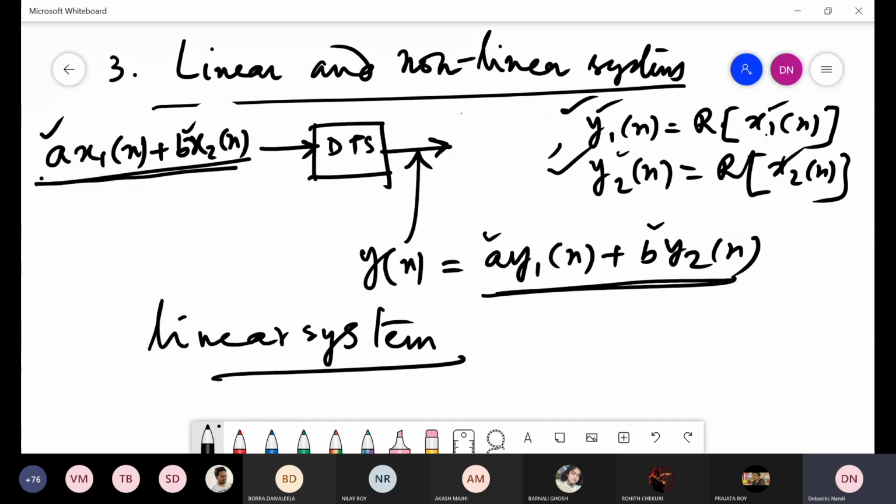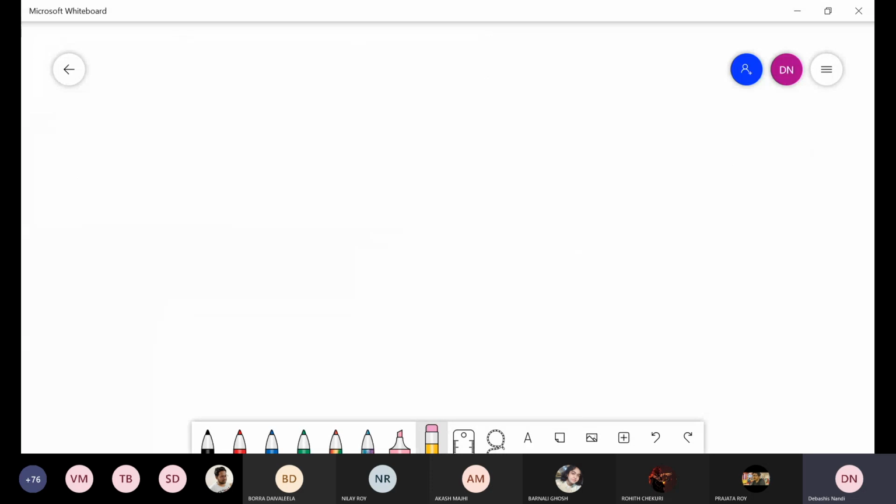And if you follow, suppose a system's input-output relationship is given like this. Suppose y[n] is equal to, for example, a x square [n]. Can you say what this is? Whether it is a linear system or a non-linear system?